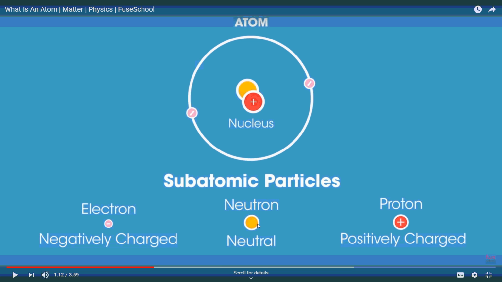One of the common mistakes that students make is they think that neutrons, because it starts with an N, have a negative charge. Okay, but that's not true. Neutrons have a neutral charge. And then lastly, there are electrons, and those things are negatively charged.